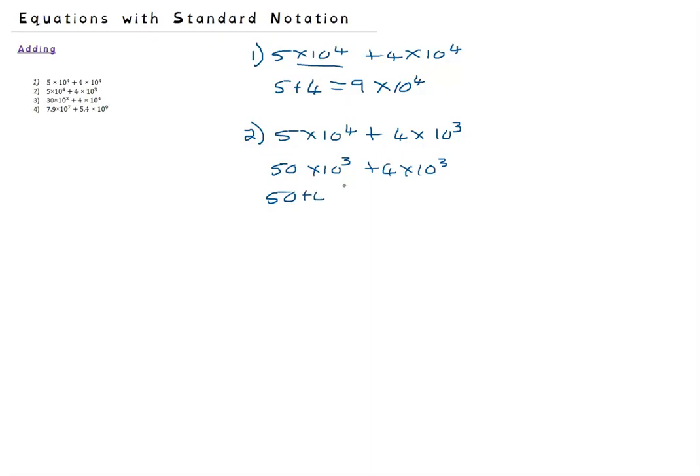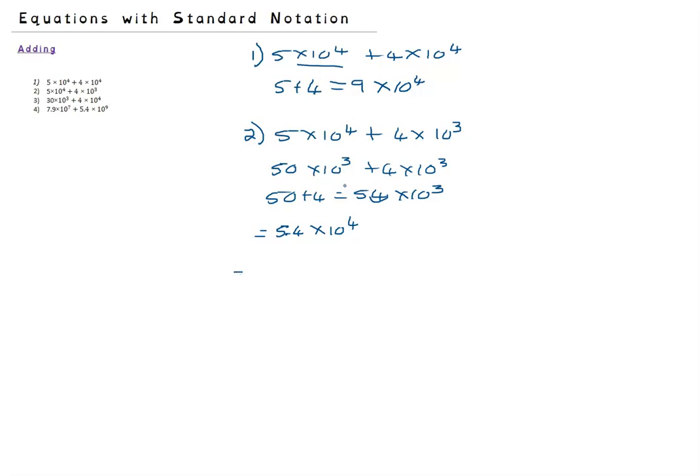50 plus 4 gives us 54, right? And now we need to change this so that it's still smaller than 10, isn't it? So this would be 54 times 10 to the power of 3. But we need to change this number because standard notation doesn't have numbers that are bigger than 10. Which means this one will have to go to 5.4 times 10 to the power of 4. Because we moved the decimal point once here, and then we added 1 to the 3 there. So this would be our final answer.